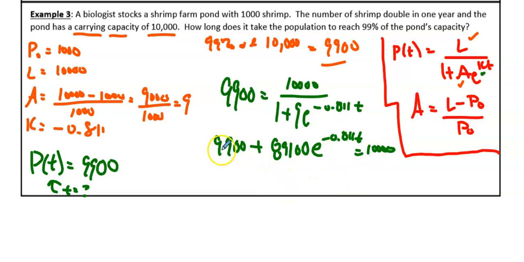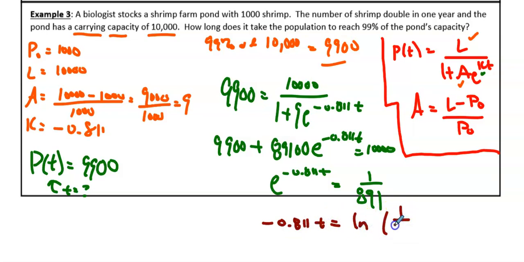So we know now that we're supposed to subtract 9,900 and divide by 89,100. I'm going to pause and write down what that is. Using my calculator to do this operation, we have e to the negative 0.811t is equal to 1 over 891. So taking the natural log of both sides, the left-hand side will be left with negative 0.811t is equal to the natural log of 1 over 891. And then t is going to be equal to this value right here divided by negative 0.811.